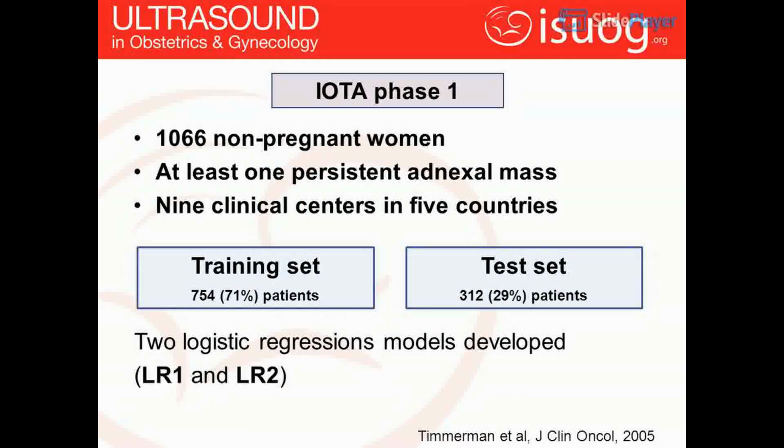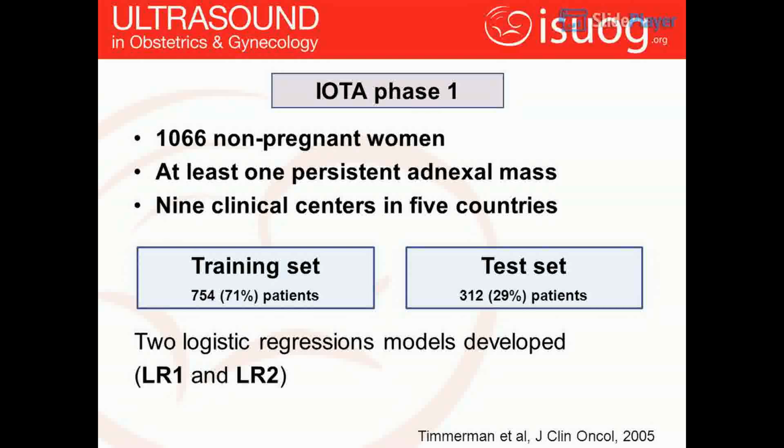IOTA Phase 1: training set and test set. 1,066 non-pregnant women with at least one persistent adnexal mass, from 9 clinical centers in 5 countries. Training set: 754 patients, 71%. Test set: 312 patients, 29%. Two logistic regression models were developed, LR1 and LR2. Timmerman et al., 2005.